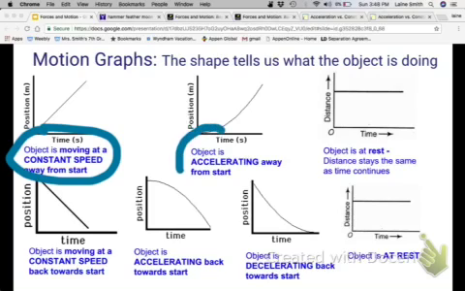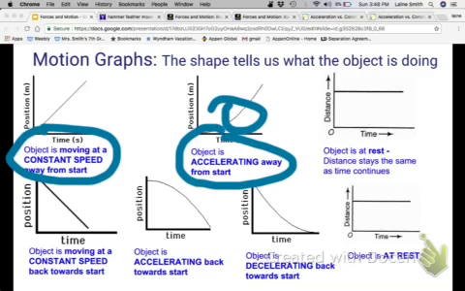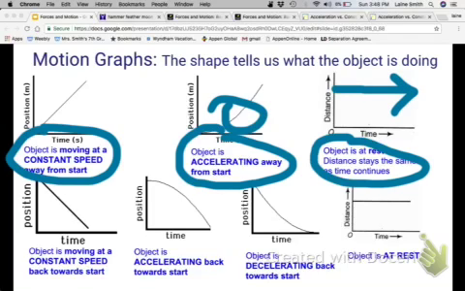In our second one, this object is accelerating. You can tell because there's a curve in the graph. This one, our object is at rest, and we've talked about these already earlier in our slides, so our distance is unchanging as time continues on. This one is a constant speed.